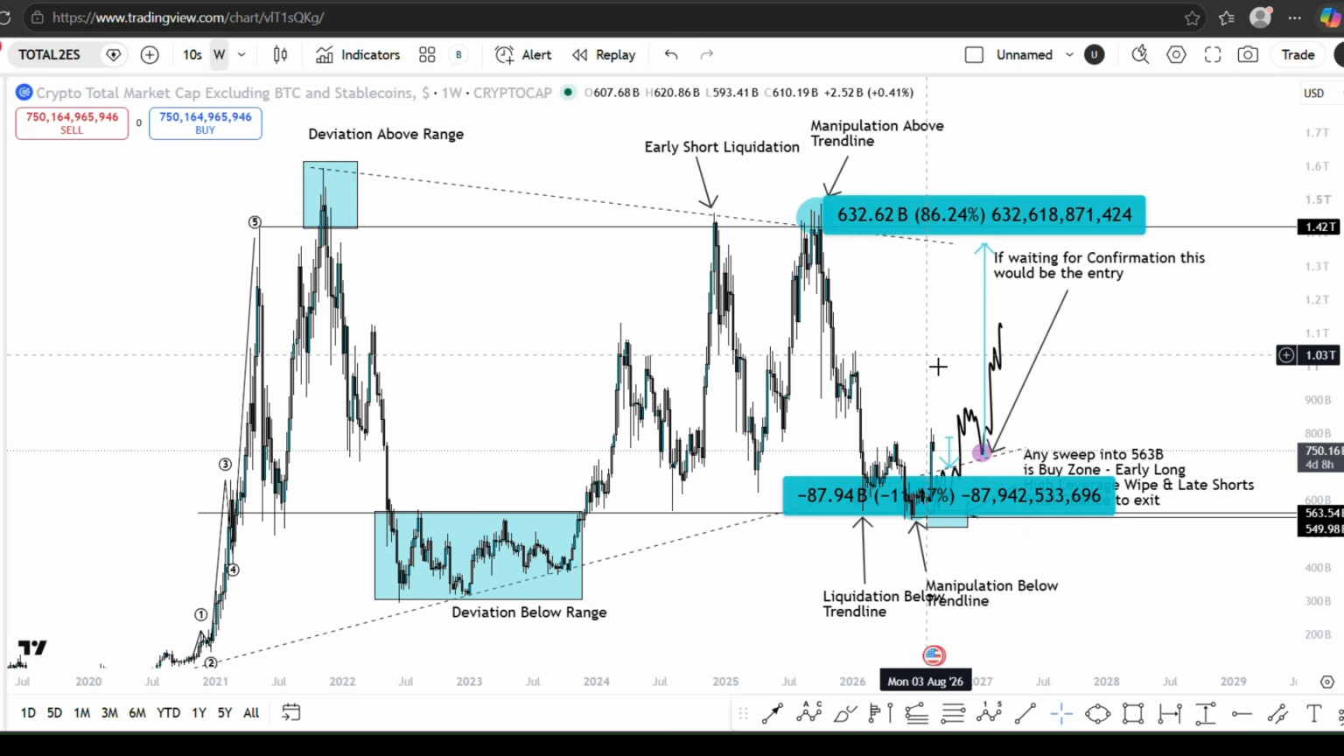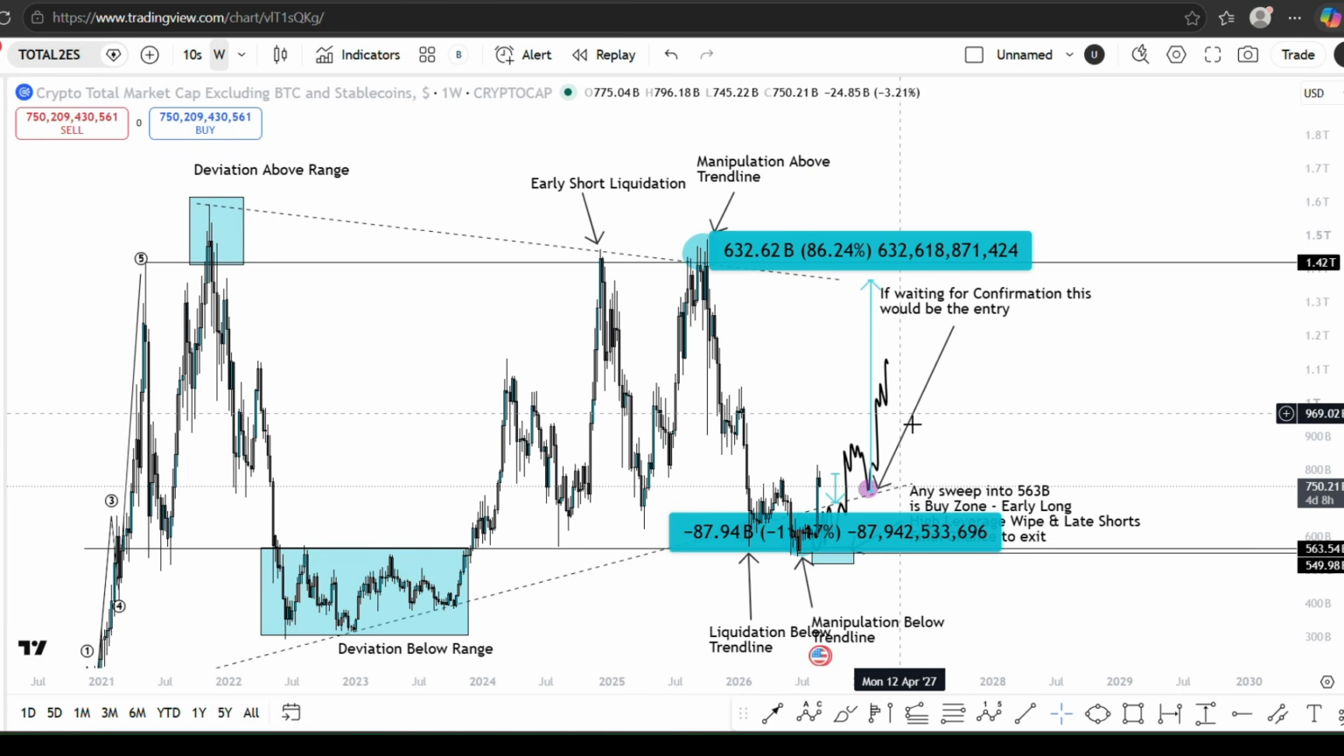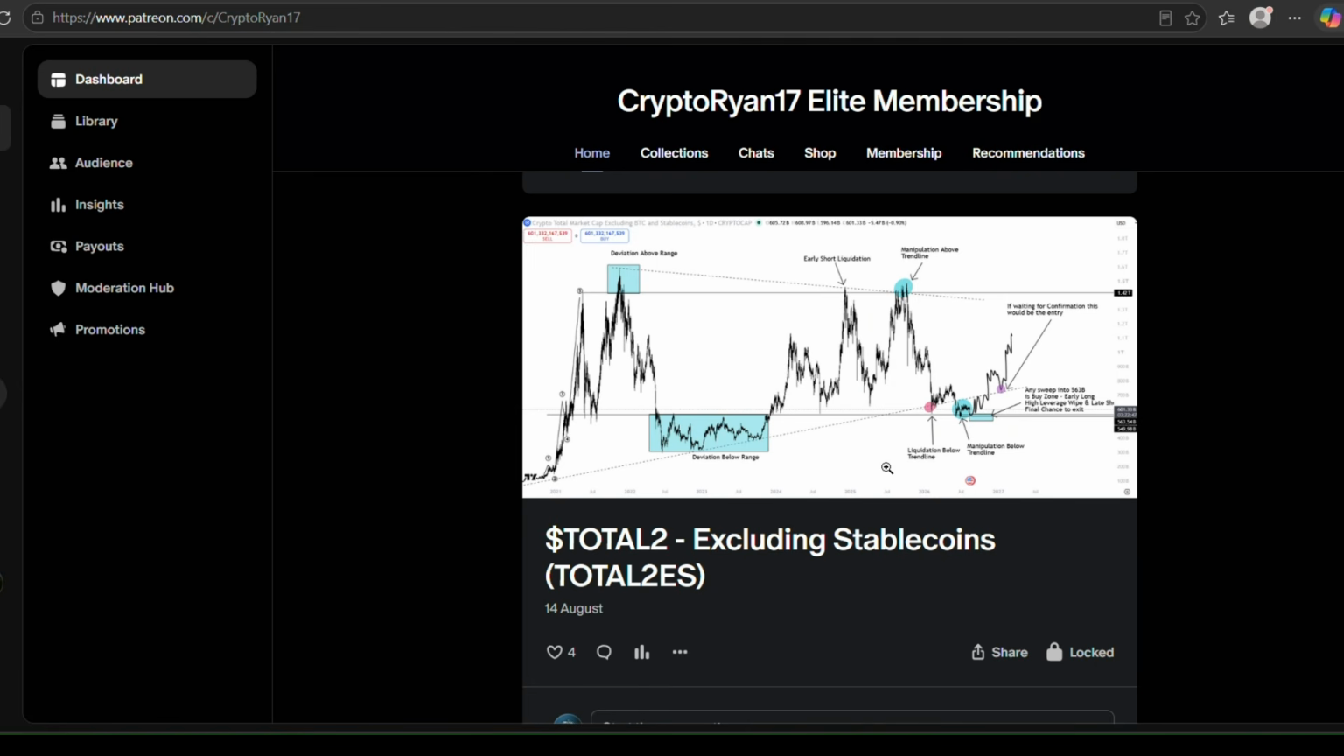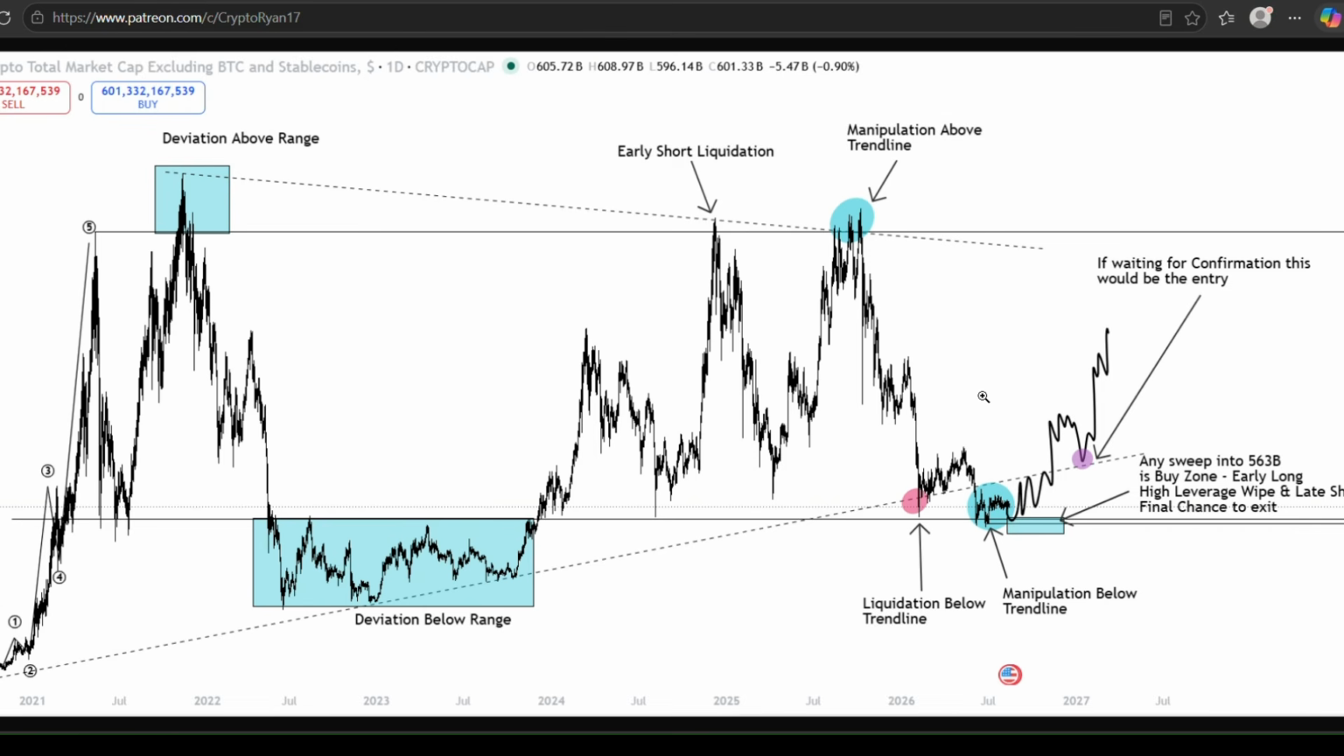So taking a look at the total 2 excluding stables, you might say, well, where is this chart coming from? Now this is a chart that I posted in the Patreon about 2 or 3 weeks ago. And you can see it's pretty much precisely what we wanted to see. We are in this region now, and we're expecting that pullback. I said to my members, if you want a more confirmed entry, you'd be looking for that entry back at that trend line. And I said any sweep down here is a major, major buy, and the final chance to really enter the market, and the final chance to exit the late shorts entering the market.